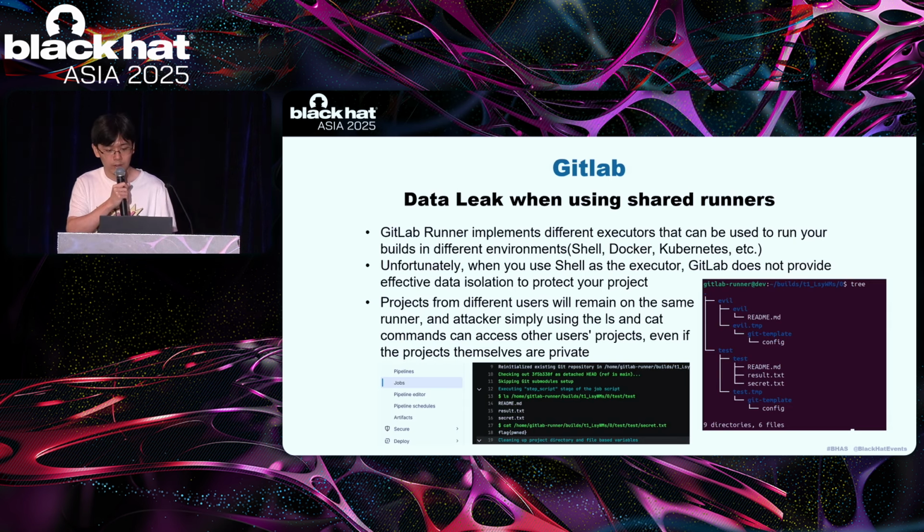Okay, so the last case is GitLab. We also looked into GitLab runners and found that they implement different executors that can be used to run your builds in different environments like Shell, Docker, and Kubernetes. Unfortunately, when you use the shell as the executor, GitLab does not provide effective data isolation to protect your projects. So projects from different users remain on the same runner. And attackers can simply use the ls and cat commands to access other users' projects, even if the projects themselves are private.